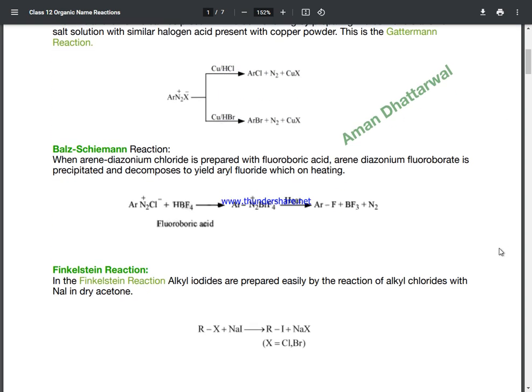Balz-Schiemann reaction. When arene diazonium chloride is treated with fluoroboric acid, arene diazonium fluoroborate is precipitated and decomposes to yield aryl fluoride on heating.